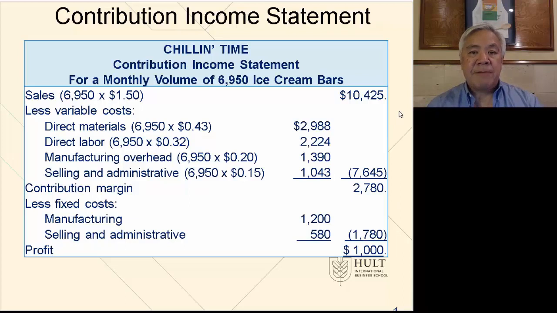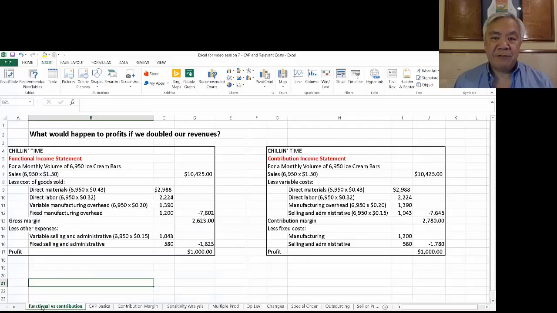One of the applications that we often are asked is, what would happen if sales go up? What would happen if sales went down? And I'm going to show you right now in Excel how the analysis would be different if all we had was functional versus having a contribution income approach to financials. What would happen if we doubled our revenues? And I've just duplicated the slides side by side here so we could see.